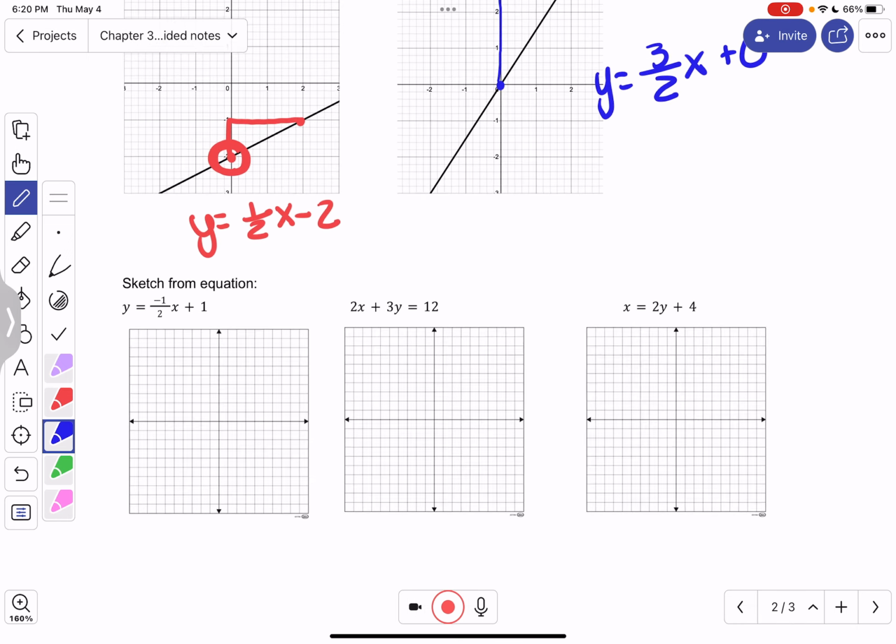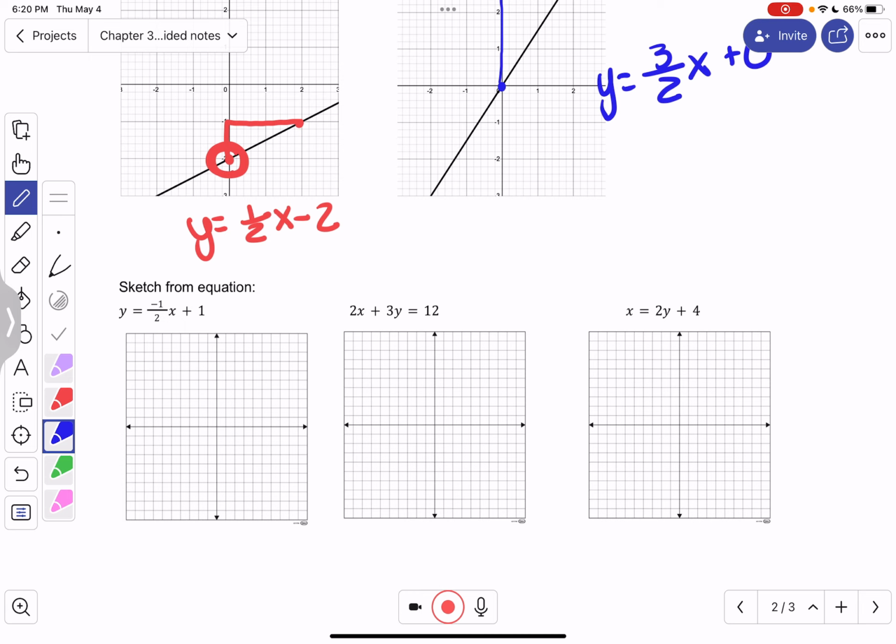Also works in the other way. We can sketch an equation. It's just like we did in the last section where you're given a point and a slope. This time the point is just the y-intercept. So we'd start at 1. And then we do down 1 over 2. So down 1, right 2. Down 1, right 2. And we have a line.